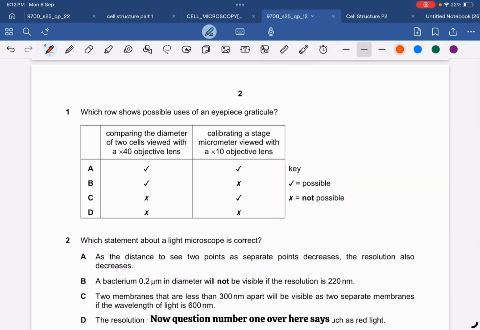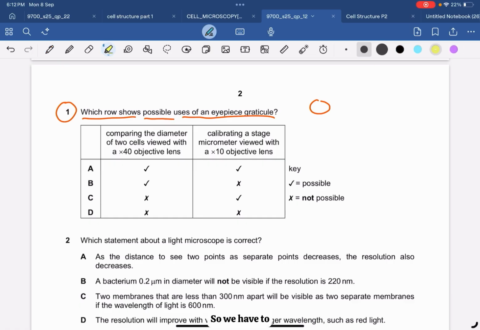Now question number 1 says, which row shows the possible uses of the eyepiece graticule. So what is the eyepiece graticule? An eyepiece graticule is basically a small scale inside the eyepiece of a microscope. Now they are asking which row shows the possible uses, so we have to see the correct uses for the eyepiece graticule.